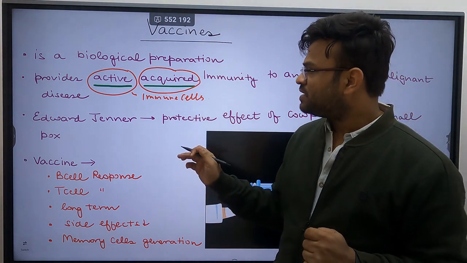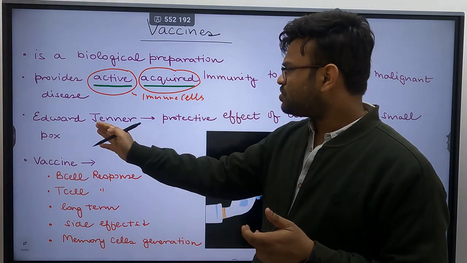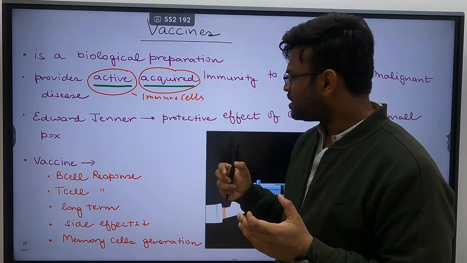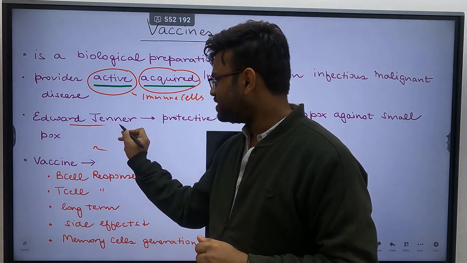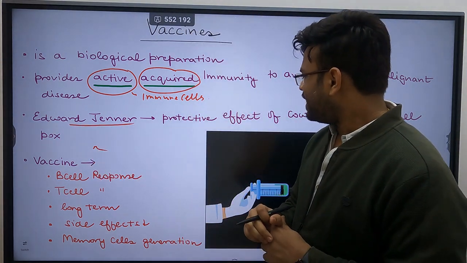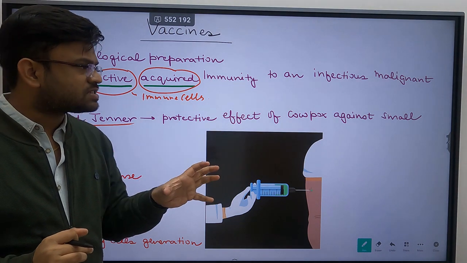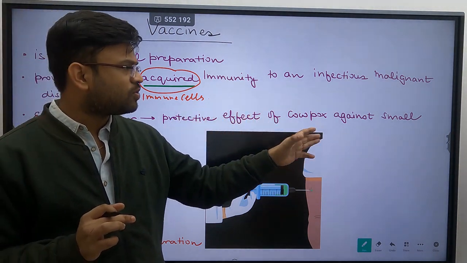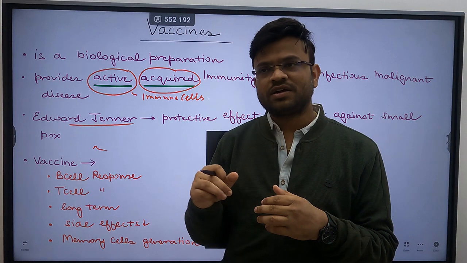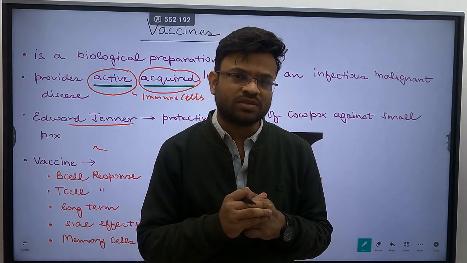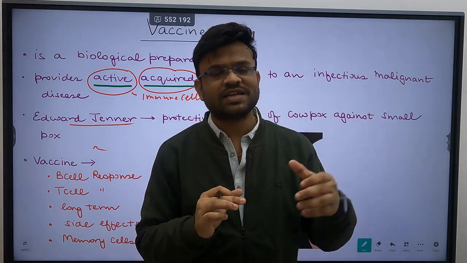Now let us understand the history, where this concept of vaccination actually arises from. The first gentleman who administered this kind of vaccine was Edward Jenner. What did Edward Jenner do? Edward Jenner administered a vaccine; basically he was testing the protective effect of cowpox against smallpox. The storyline behind this is that during the time when Edward Jenner was working on this, there was a huge problem of smallpox arising at that particular time.